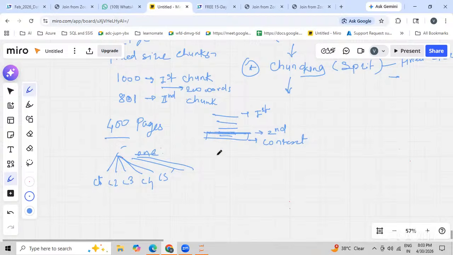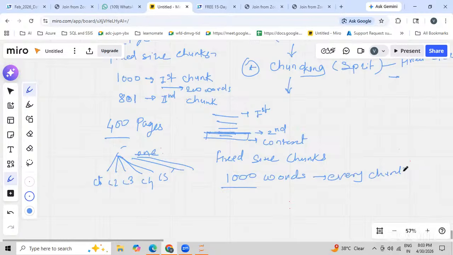There are different methods for chunking, but one very famous method is fixed size chunks. When you say fixed size chunk, it means you are designing your chunk by providing a fixed size. If you say it is 1000 words, you want 1000 words in every chunk. Now these 400 pages are divided into different chunks. So the first 1000 words are in your first chunk.